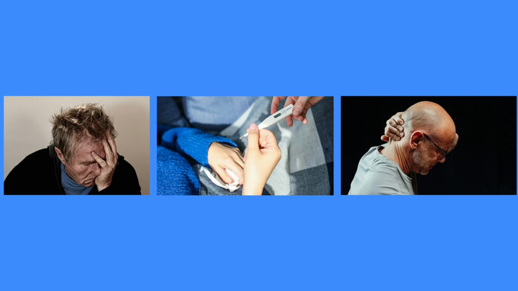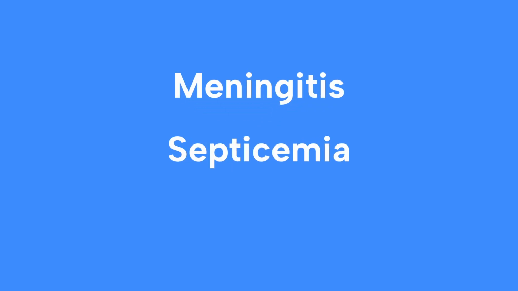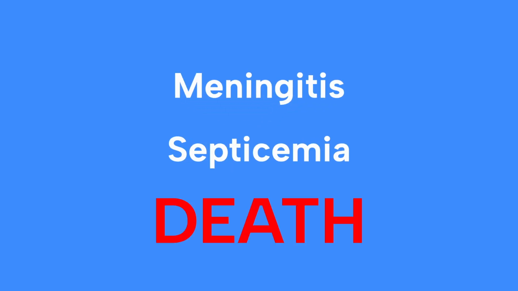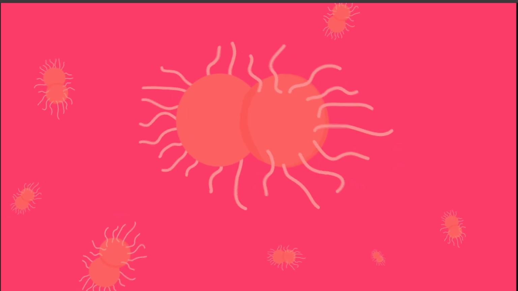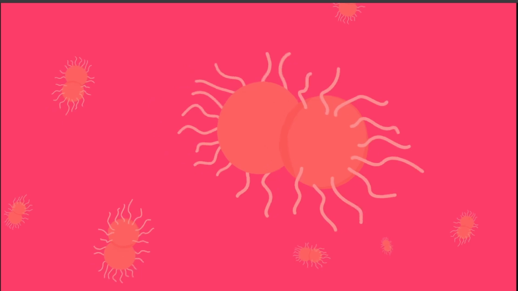Imagine waking up with a severe headache, a high fever, and a stiff neck. Within hours, you could be facing one of the deadliest infections known to humans, meningococcal disease, caused by the bacterium Neisseria meningitidis. This rapidly progressing infection can lead to meningitis, septicemia, and even death if not treated promptly. In this video, we'll dive into everything you need to know about this deadly disease, from its symptoms, pathogenesis, diagnosis, and treatment.